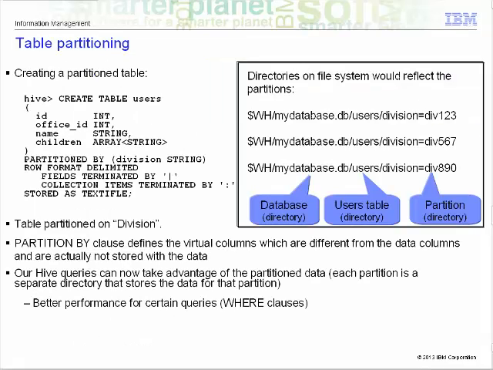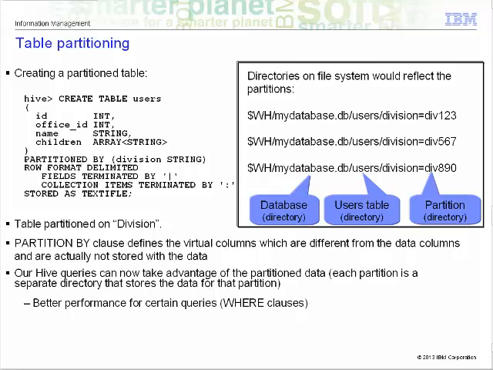In this example, our new users table will now be partitioned on division, which we specify as of the string data type. We accomplish this by adding the partition by clause. Division will now be a virtual column. The division is not actually stored in the data file with the rest of the data.